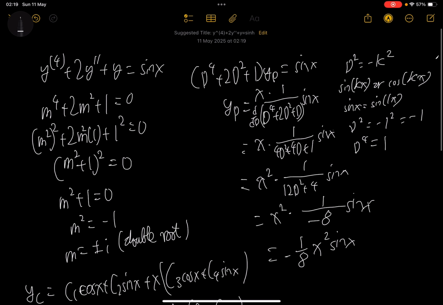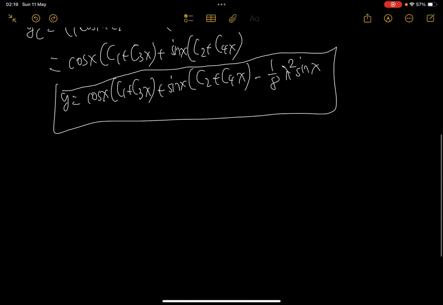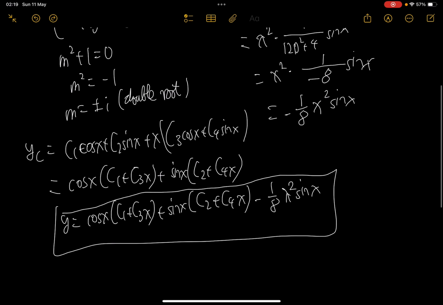Yes, really crazy looking differential equation, but this solution is really nice. How you get x squared times sine x: because of the repeating situation, you have to multiply by x.